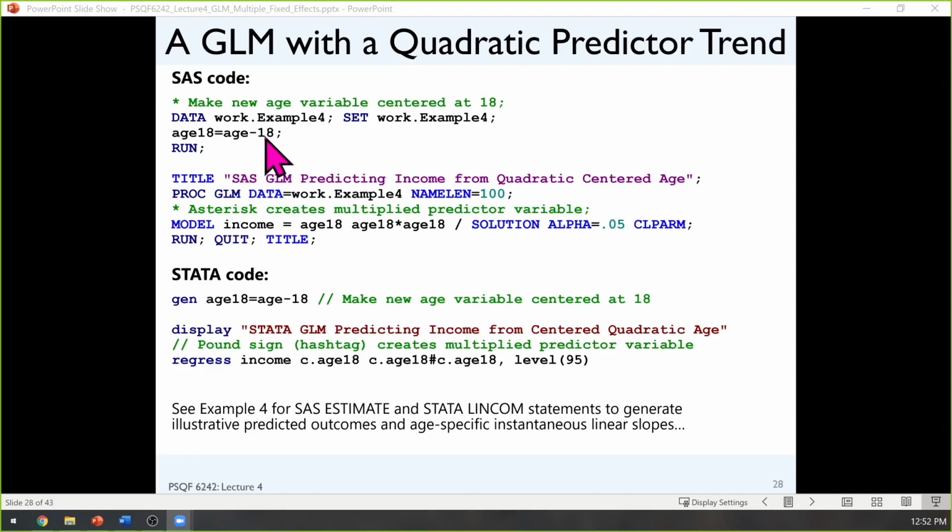So I first created that new variable, and then to fit that quadratic U-shaped trend, I included the new centered version of age as well as its square. So in SAS, you can on the fly create a new variable that is a multiplicative combination of any two predictors, or even three, with this star. And you can do the same thing in Stata with this symbol right here, which we can decide.